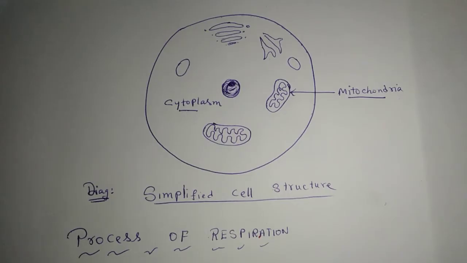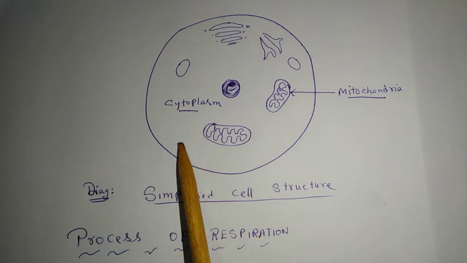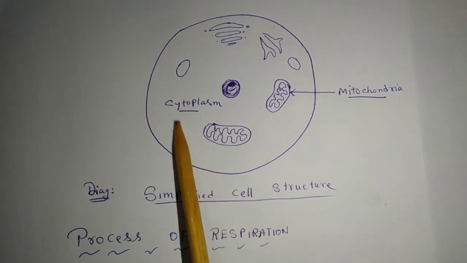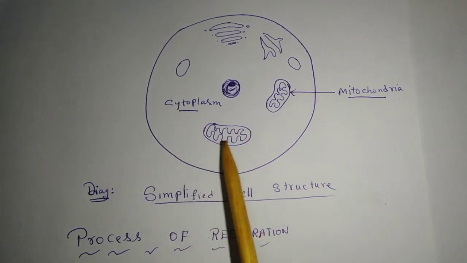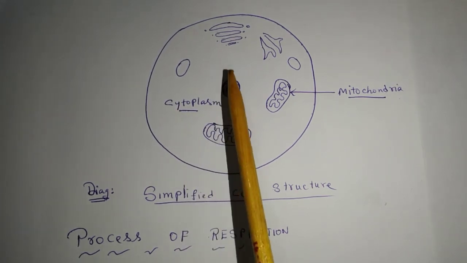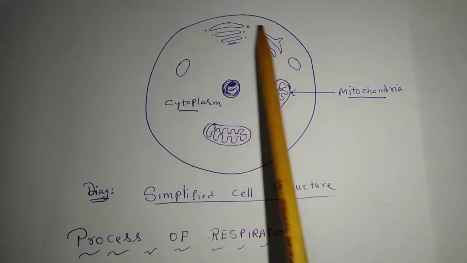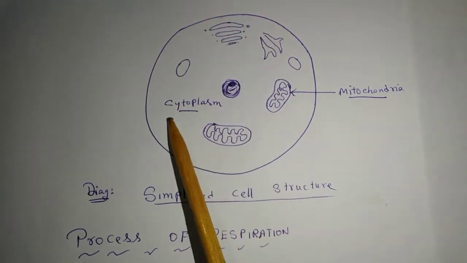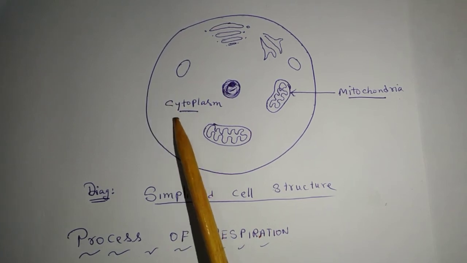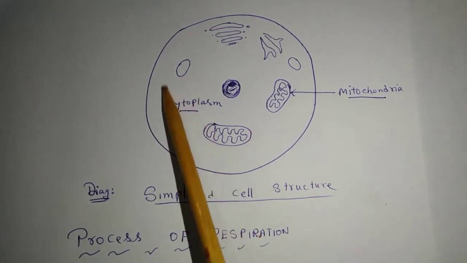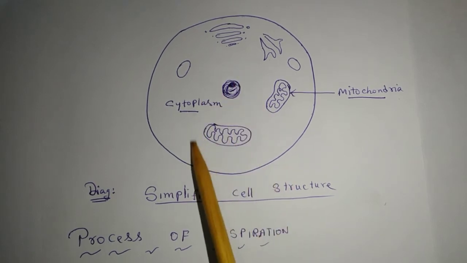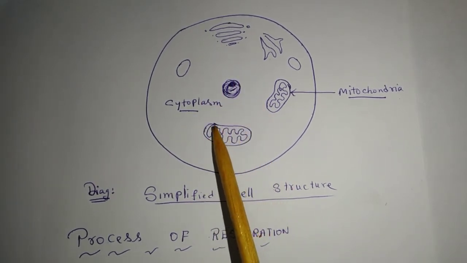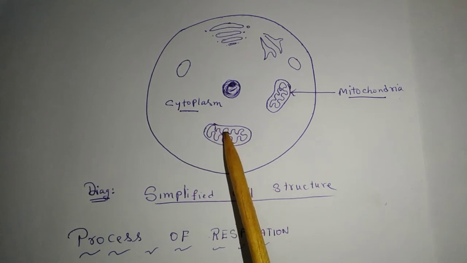This is a simplified diagram of a cell structure. This is the cytoplasm, this is the mitochondria, the nucleus, and these are the other cell organelles. Respiration without oxygen takes place here in the cytoplasm, whereas the respiration that requires oxygen will take place here in the mitochondria.